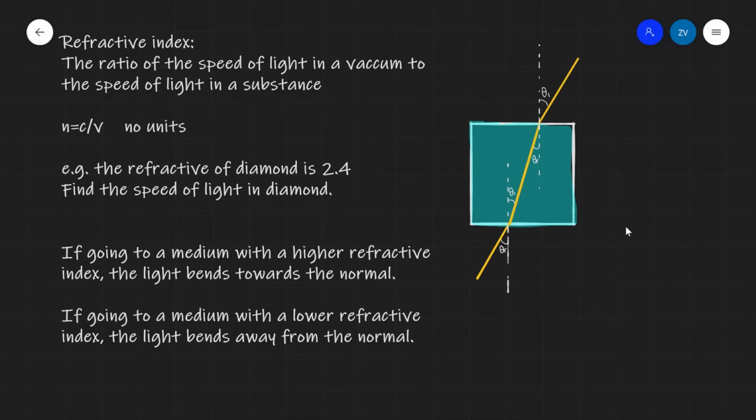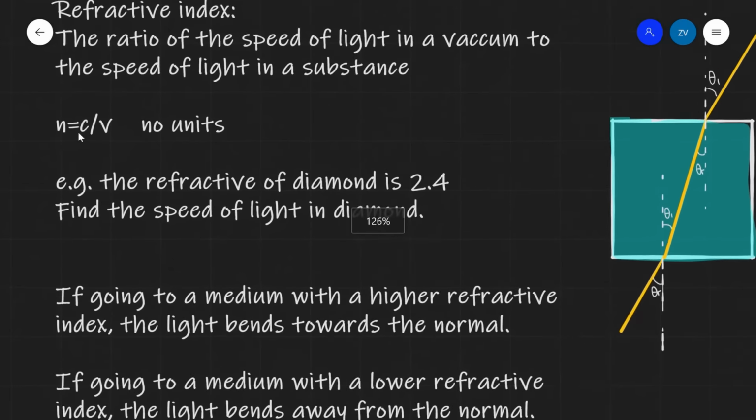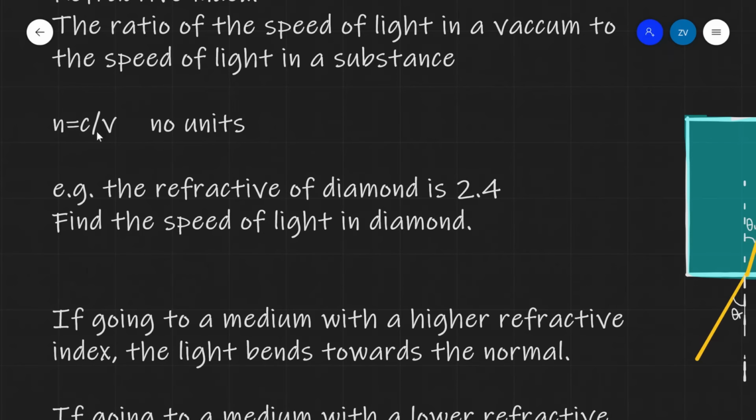So, time to revise the refractive index of a substance. The refractive index is defined as the ratio of the speed of light in a vacuum to the speed of light in that particular substance. Mathematically, the refractive index n is c over v, where c is the speed of light in a vacuum and v is the speed of light in that particular substance. Because it's speed over speed, overall it has no units.